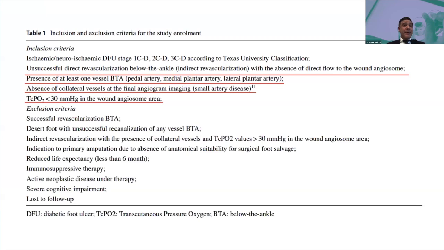Patients required at least the presence of one vessel below the ankle, but they had the absence of collateral vessels at the final angiogram evaluation, so a condition of small artery disease, and TcPO2 values below 30 millimeters of mercury in the wound angiosome area.